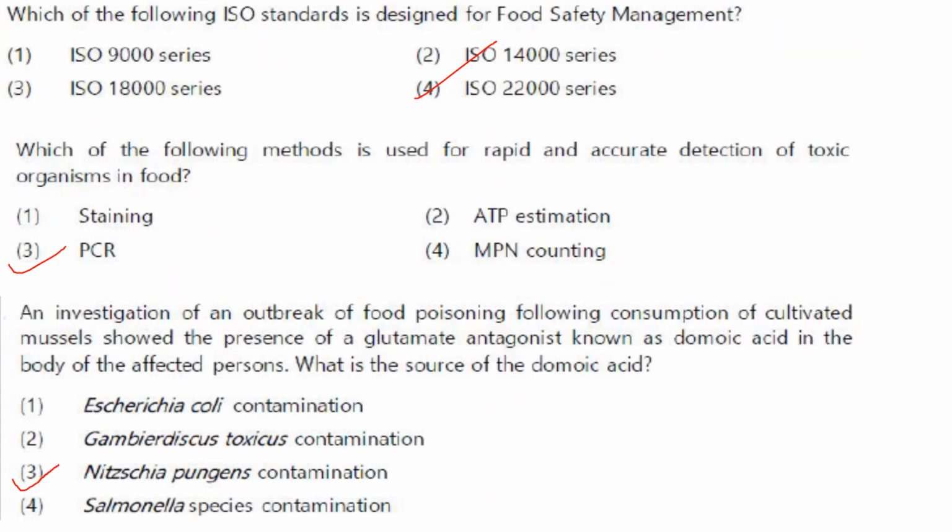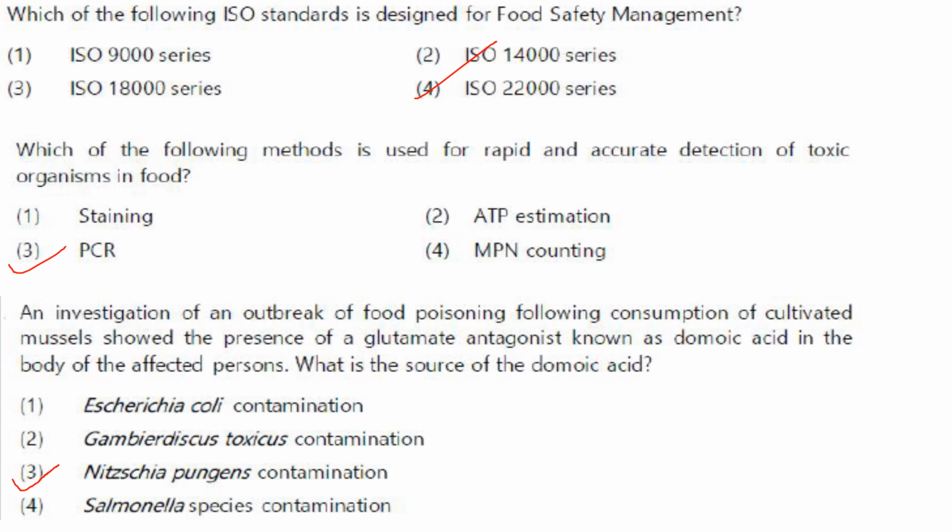Then next one. Which of the following ISO standards is designed for food safety management? It is ISO 22000 series. It is intended to help ensure that food products are safe for consumption and to prevent food contamination. Which of the following methods is used for rapid, accurate detection of toxic organism in food? It is PCR.